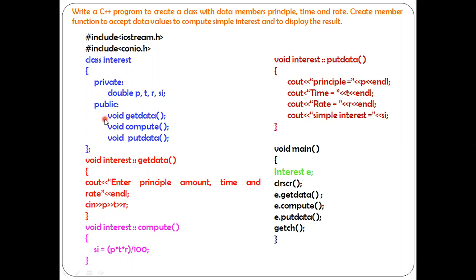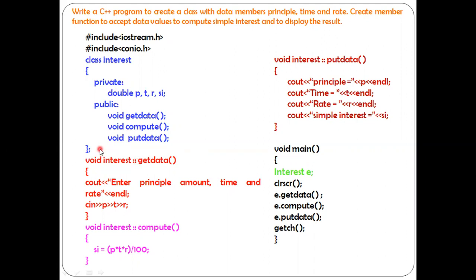We have declared 3 member functions. The first one is getdata member function. Second one is void compute member function. Third one, void putdata member function. And this close flower bracket and end semicolon represents end of class declaration. Here in this program, I have declared 3 member functions inside the class, and I'm going to define those 3 member functions outside the class.